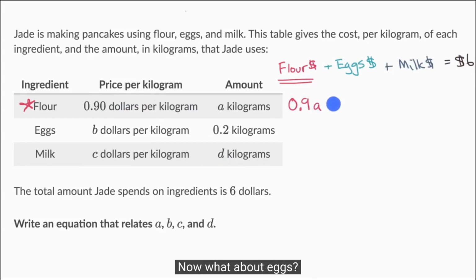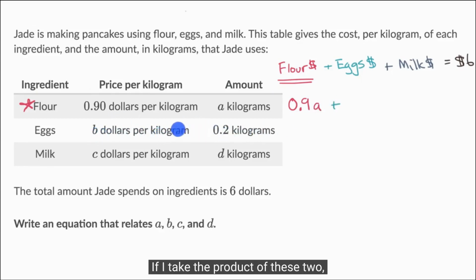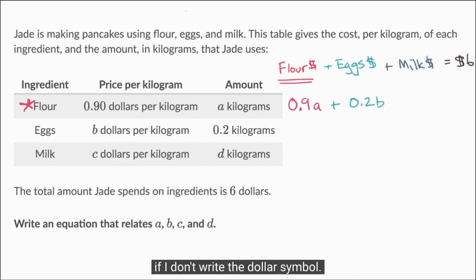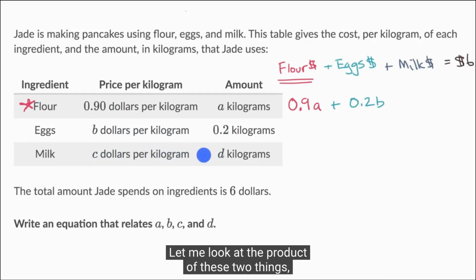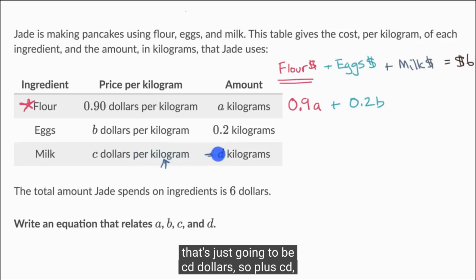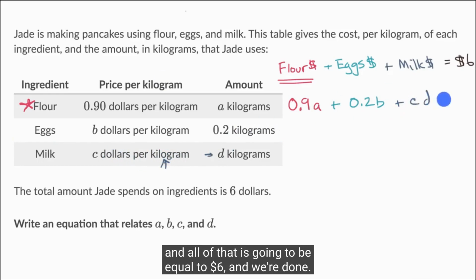Now, what about eggs? Well, the same notion. 0.2 kilograms times B dollars per kilogram. If I take the product of these two, I'm going to get 0.2B dollars. Or I could just think of it as 0.2B if I don't write the dollar symbol. And then last but not least, on milk, let me look at the product of this and of this. So D kilograms at C dollars per kilogram. That's just going to be CD dollars. So plus CD. And all of that is going to be equal to $6. And we're done.